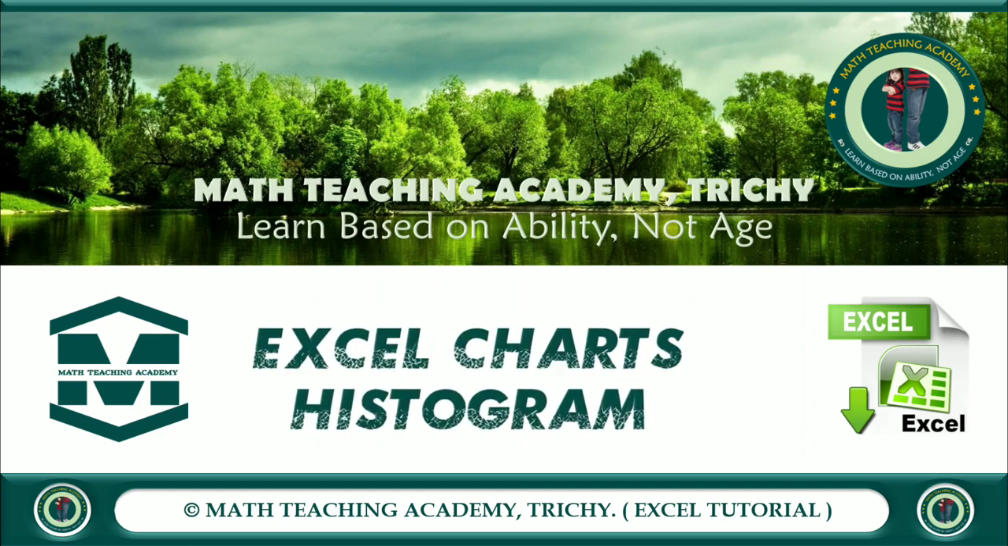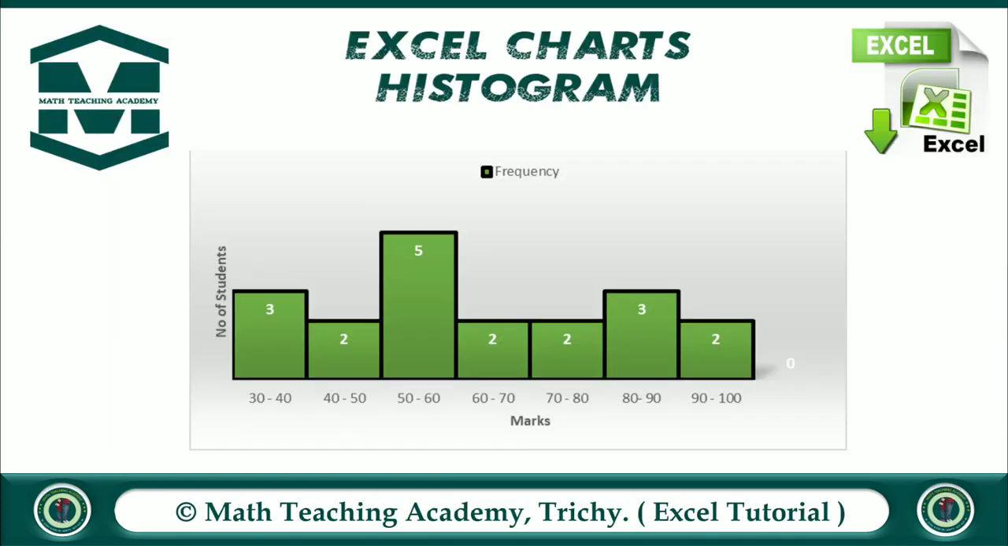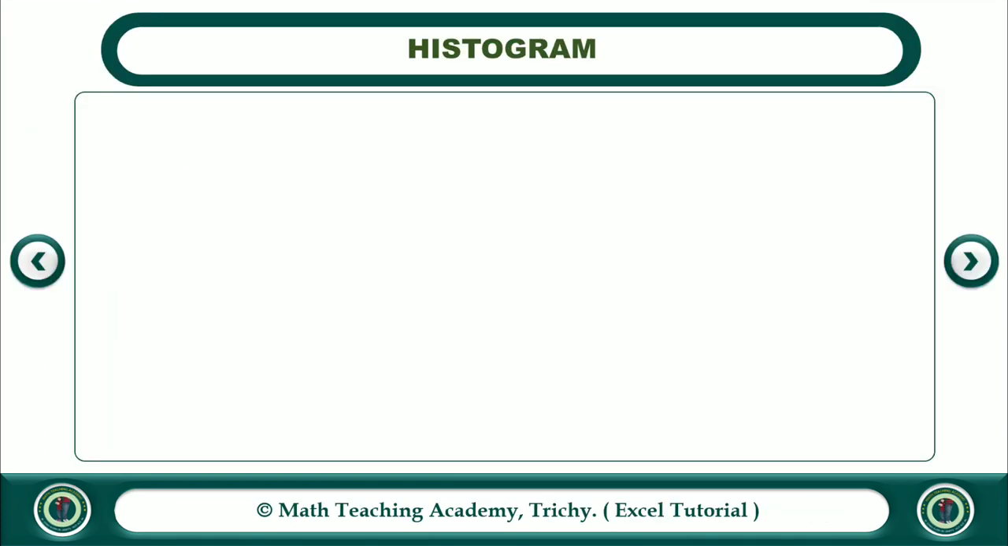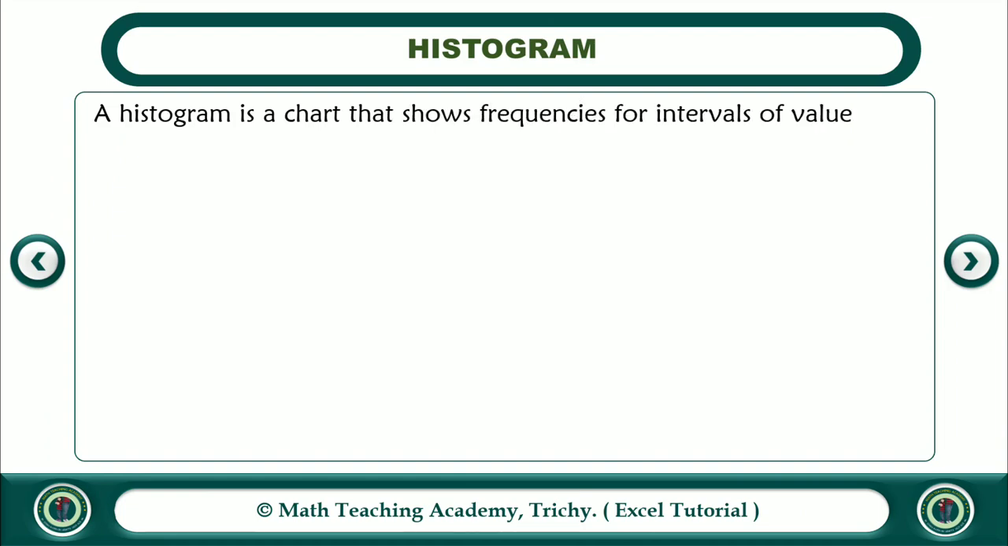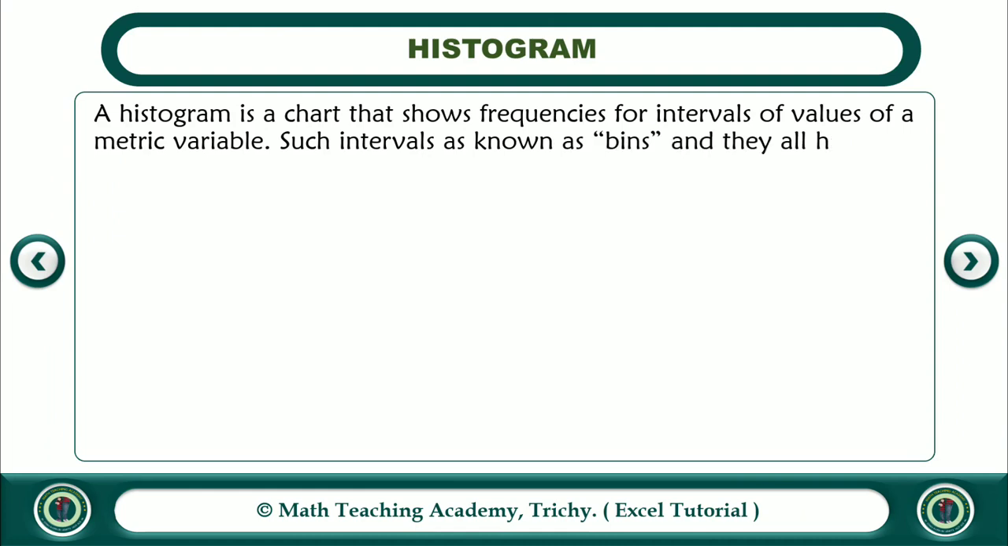Here in this video today we are going to look at a histogram in Excel charts. First off, what is a histogram? A histogram is a chart that shows frequency for intervals of values of a metric variable. Such intervals are known as bins and they all have the same width.